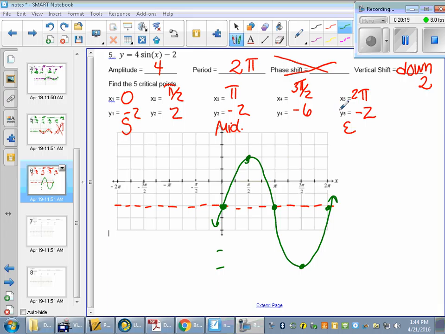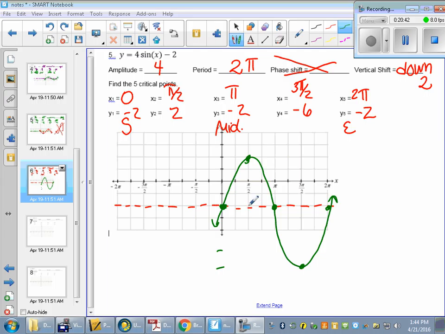All right, so here's what your graph should have looked like. I filled in those 5 x values we need to memorize. I filled in the corresponding y values. Start, middle, and end are the same. They're all on our midline, which happens to be at -2. Our maximum comes first because it is positive, so 4 units above -2.